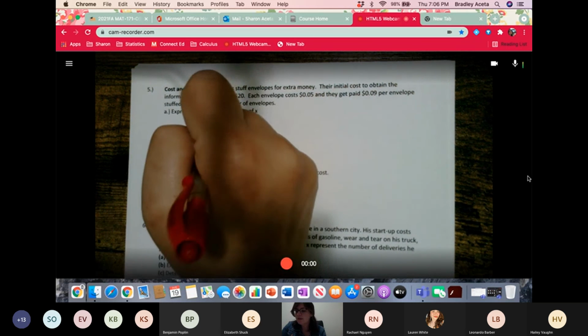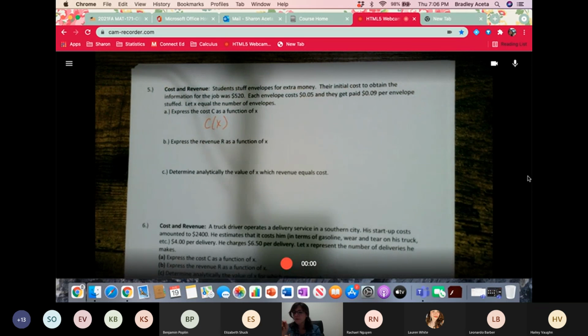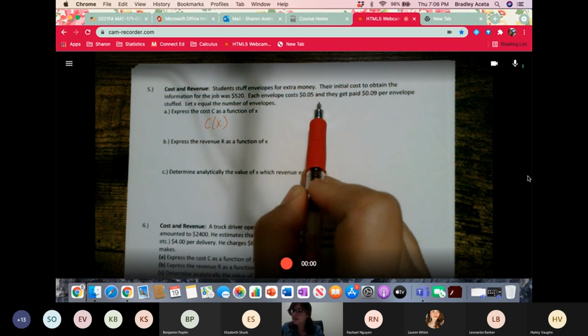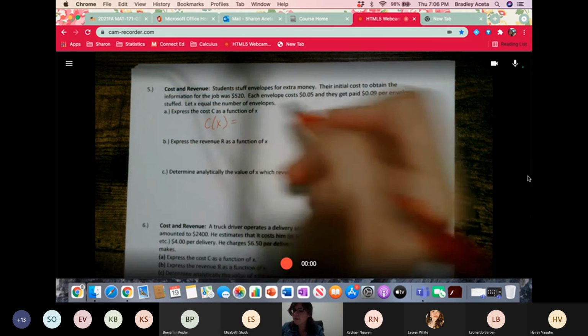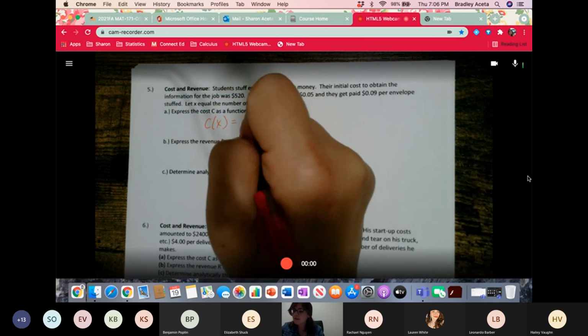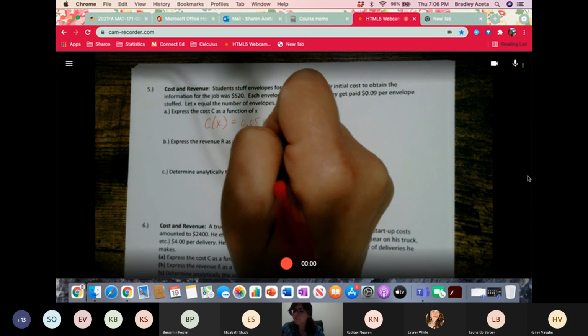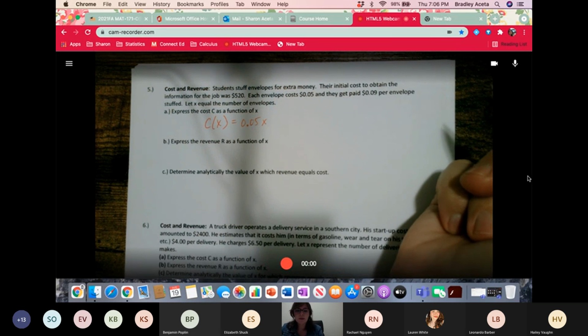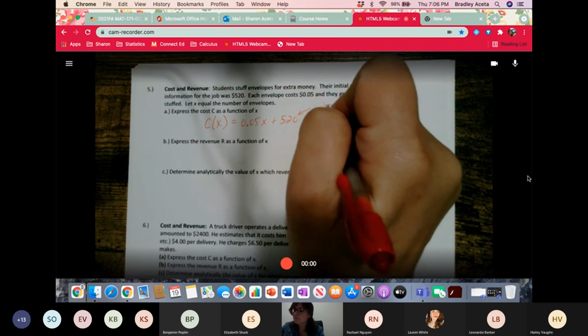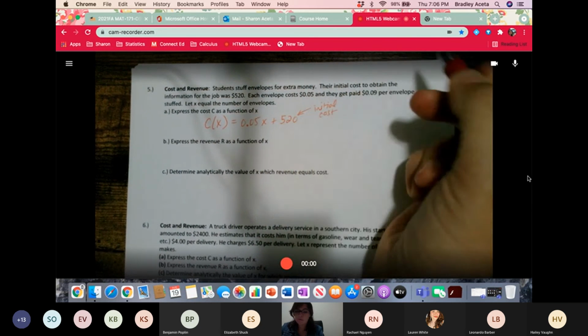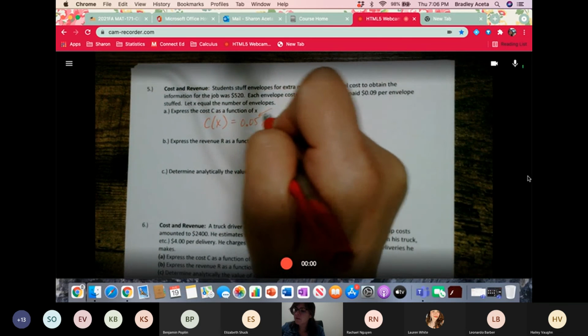Okay, so the way we write that is C of X. Now remember, we always have a rate at which we're getting paid to stuff these envelopes. So let's see, each envelope costs 5 cents and their initial cost was 520. So every time they stuff an envelope, it costs 5 cents per envelope, which X is your envelope. And then their initial cost was 520. That's your initial cost. That is the cost per envelope.